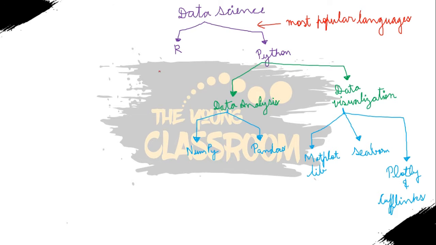Hello everyone. So till now we have learned the very basics of Python. We'll learn more about the language as we go on to the applications. First of all, the most important application of Python is data science. Data science basically consists of two parts, which are data analysis and data visualization.